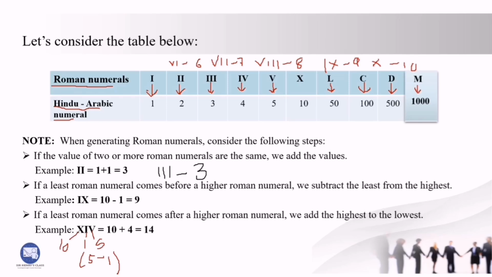But for the 10, it is the highest and it comes before the IV, so you are going to add 10 plus bracket 5 minus 1. 5 minus 1 clearly gives us 4. So 10 plus 4 will give us 14. That is how we generate it. These are the basic rules that we'll use. Let us use some examples to find how we can generate Roman numerals.